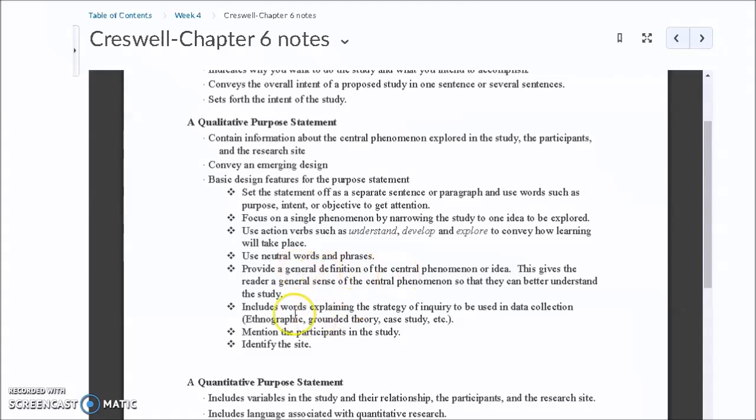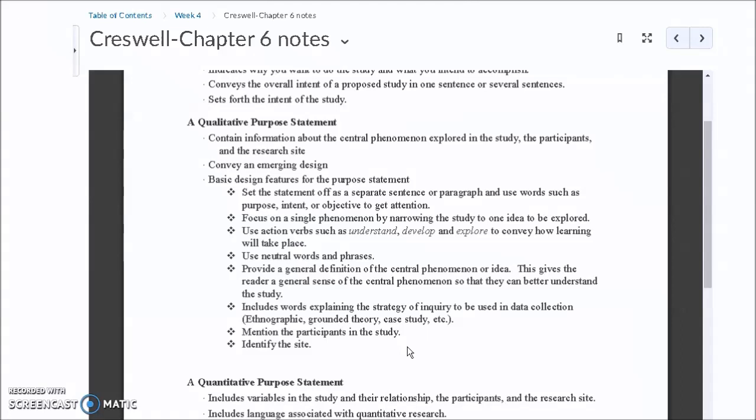General definition: include words that explain the strategy of inquiry. Mention the participants, identify the site. So at a local school district or a school district in North Texas, all those things are some of the ways you can talk about. Like if you are comparing an urban and a rural area, you need to make sure you're talking about those things. Don't provide real names, but the site that is there.